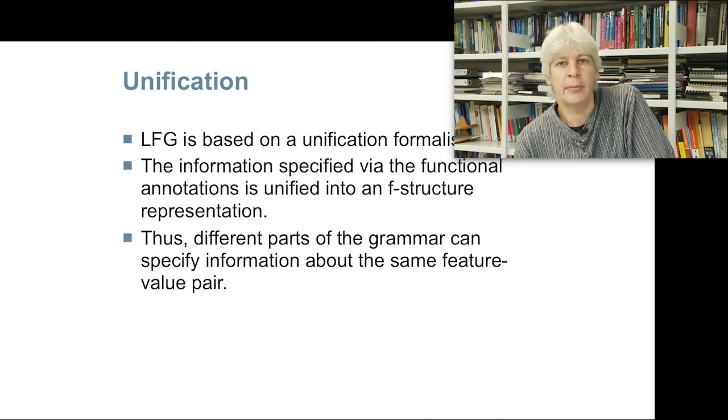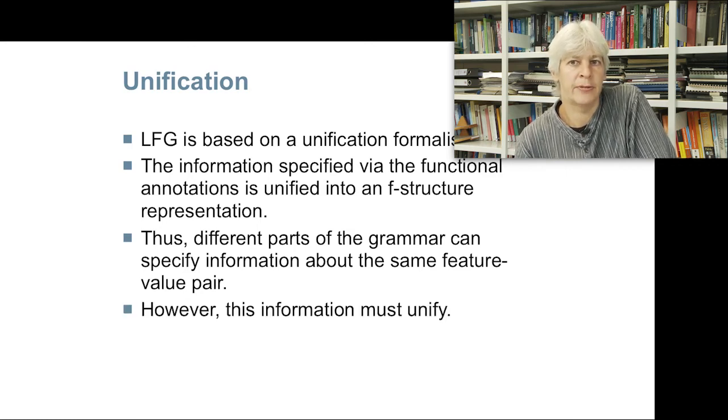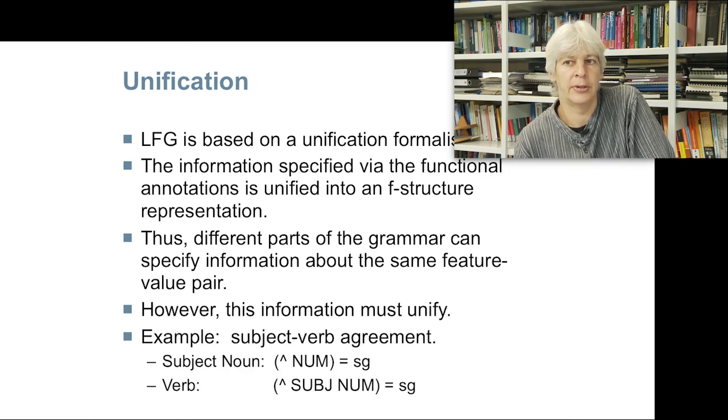So one part of the grammar can say, as we saw just now, I need, whatever happens to be here, I need the verb to be in the participle form. And then the verb has to specify whether it's a participle or not. And then those two pieces of information are brought together and the grammar checks for well-formedness whether everything is fine. Okay, so that information must unify.